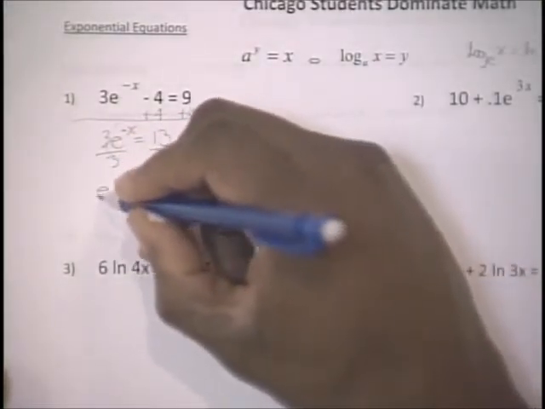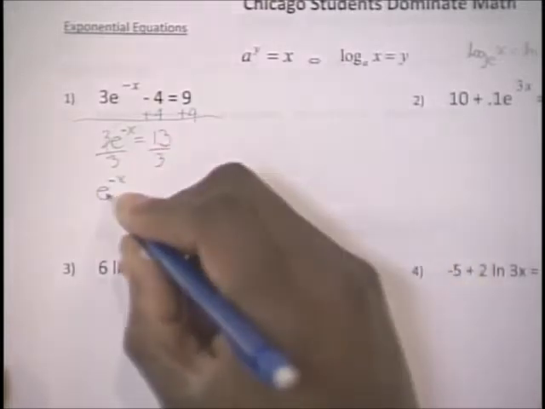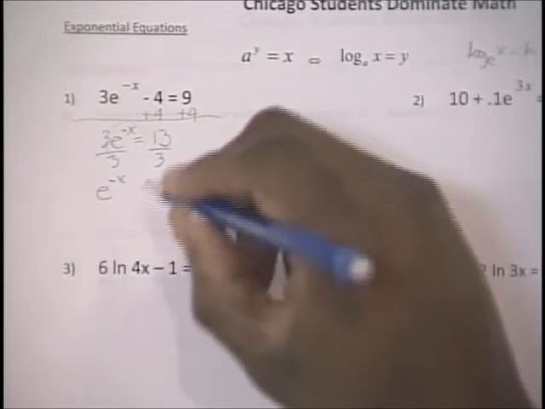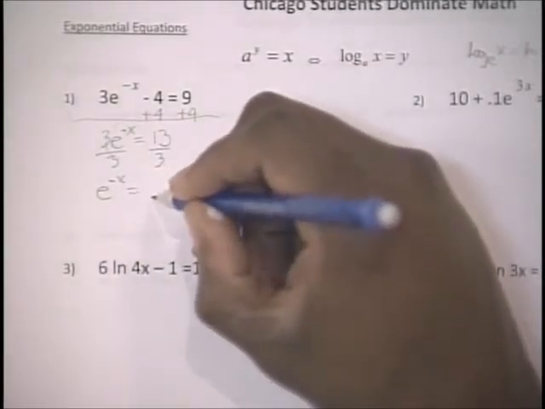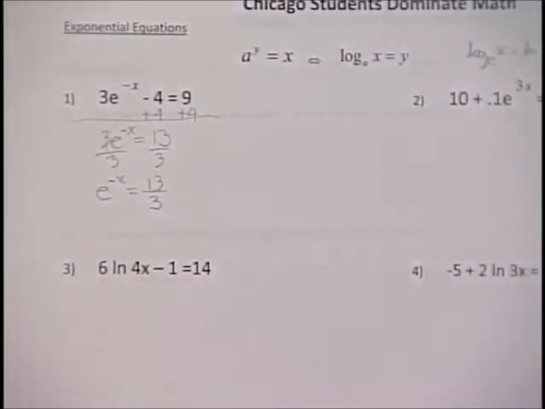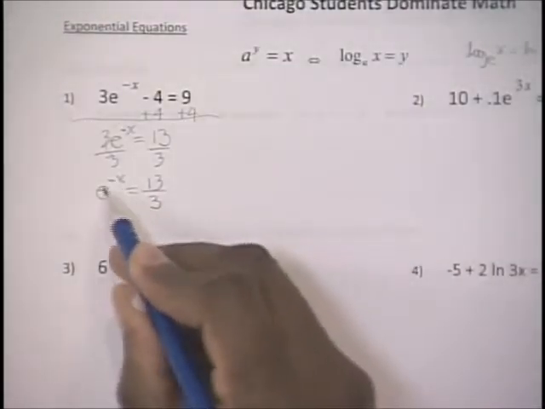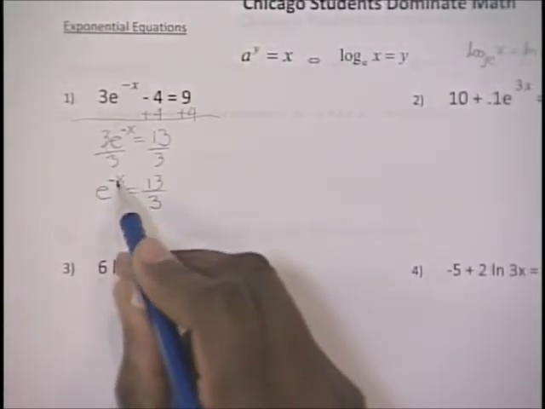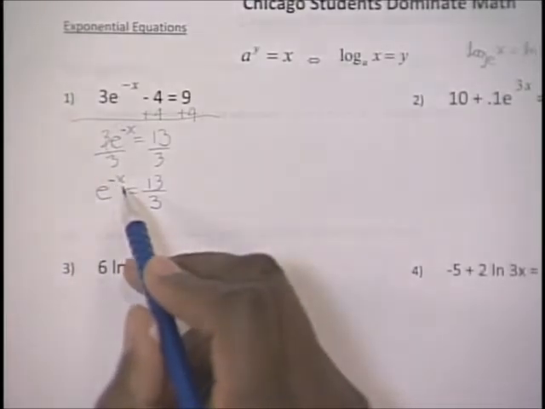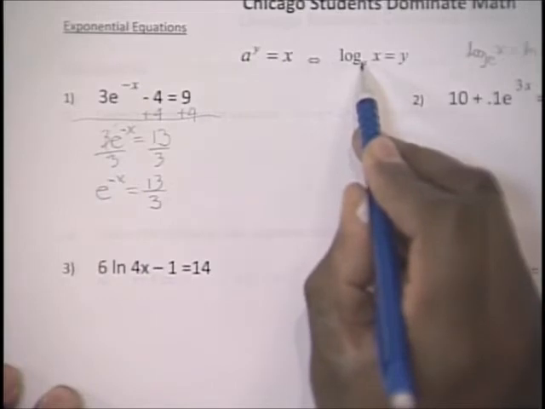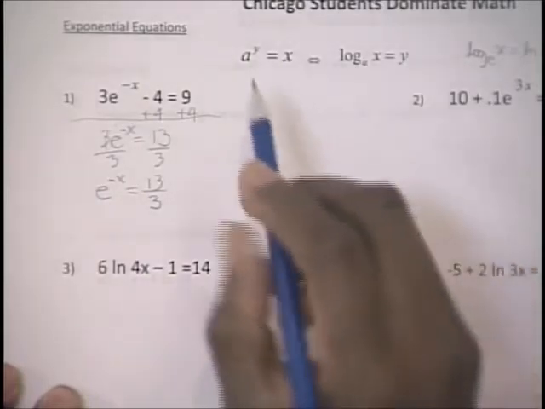We end up with e to the negative x equals 13 thirds. E is just some number, an irrational number, 2.71 and so forth. Now, what I said before is any exponential equation, and I defined exponential equation last week as when the unknown variable is an exponent, can be solved by turning the exponential equation into a logarithmic equation. And let's do the same thing we did last week.